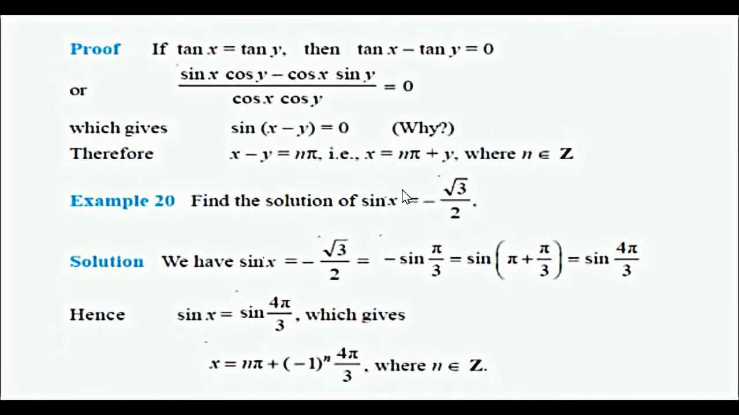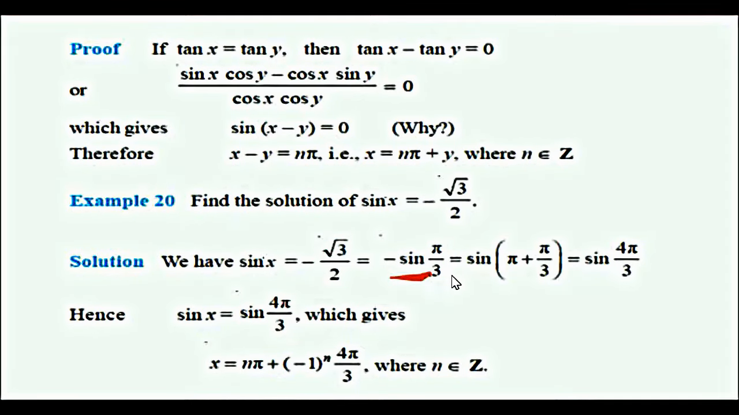So far we have seen these derivations. Now let us go to the examples. First is find the solution of sin x is equal to minus root 3 by 2. Here we consider this root 3 by 2. What exactly is root 3 by 2? This is sin pi by 3. We are not considering the negative sign right now. Just consider this root 3 by 2. So this is sin pi by 3.